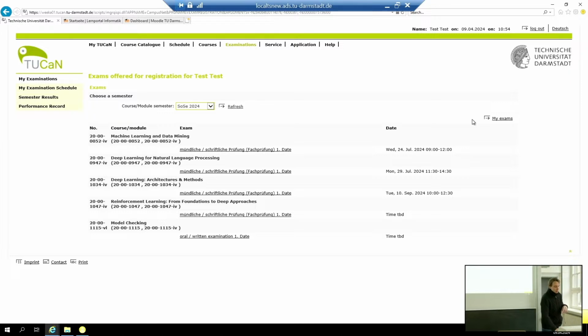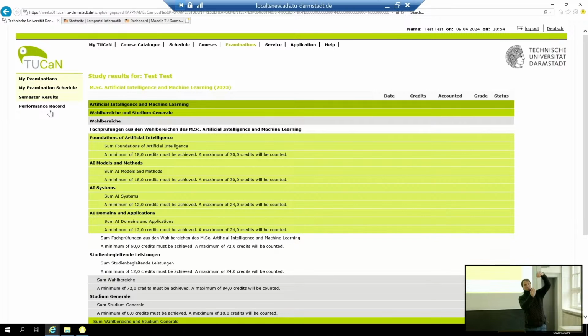You should see the same via the performance record. Leistungsspiegel, right? Also Leistungsübersicht. And you should see all the mandatory courses of the bachelors in the first section for the bachelor program. And if it's transferred, you will see it as passed on the right side. Doesn't matter. It's an overall overview of your performance.